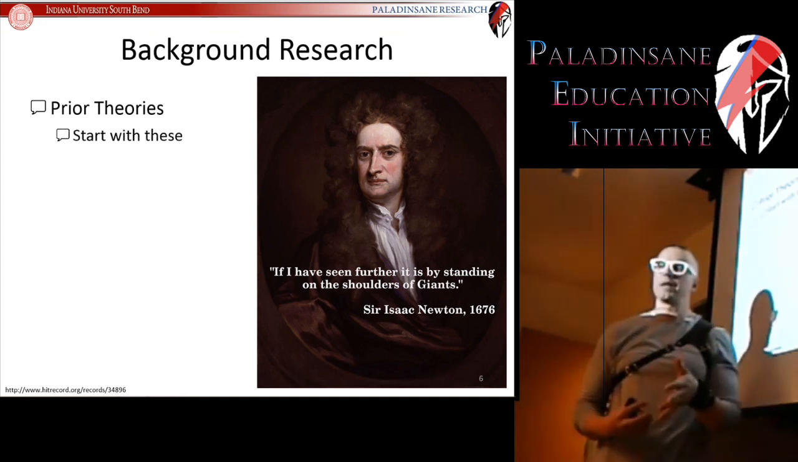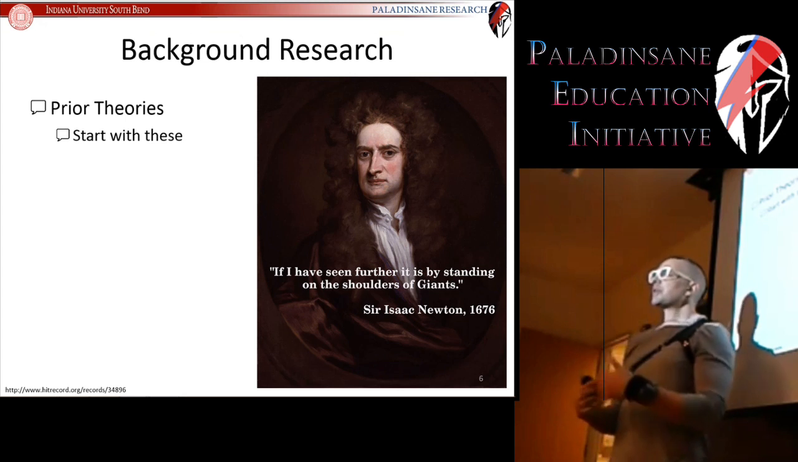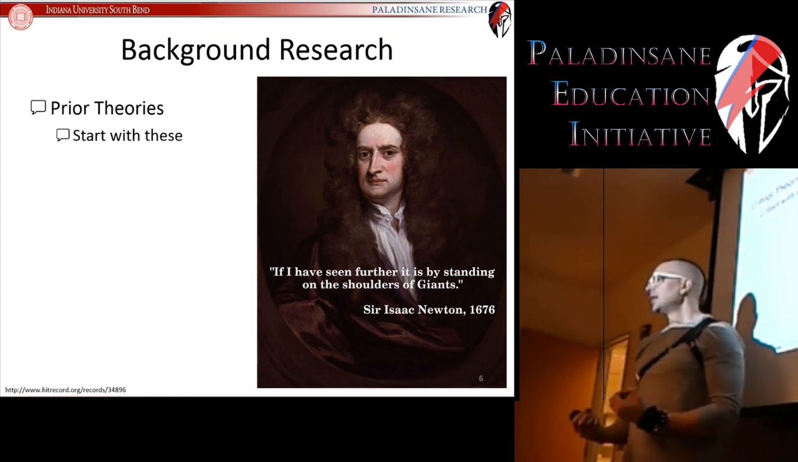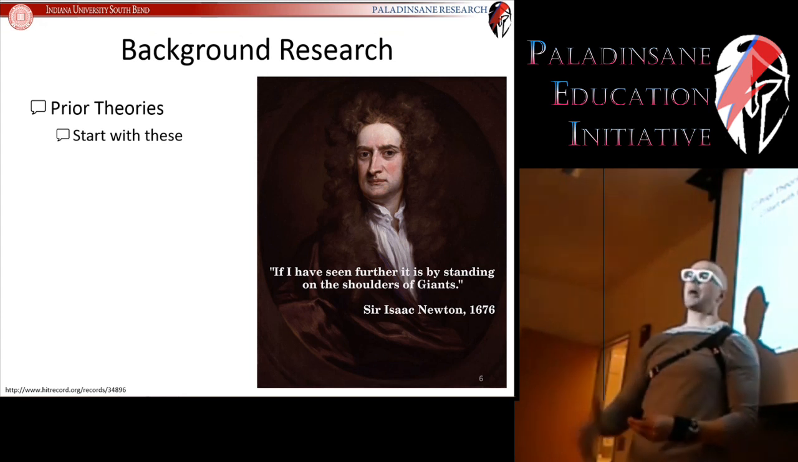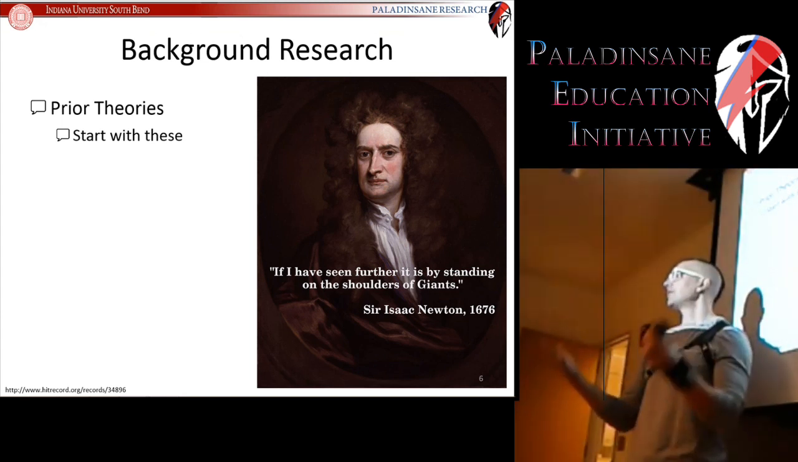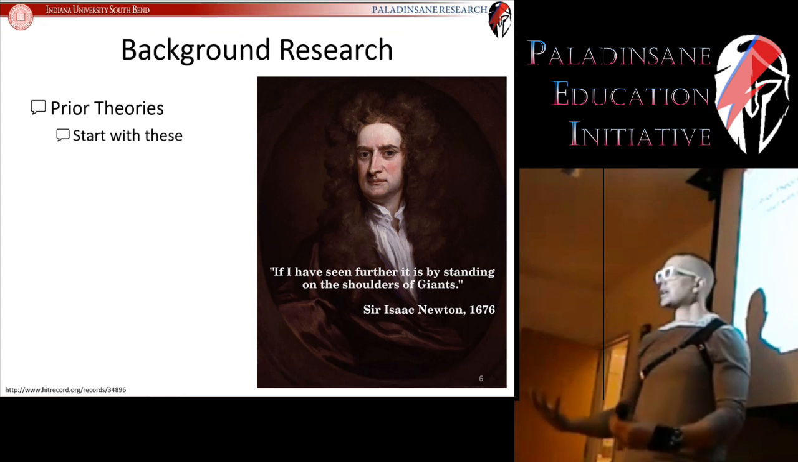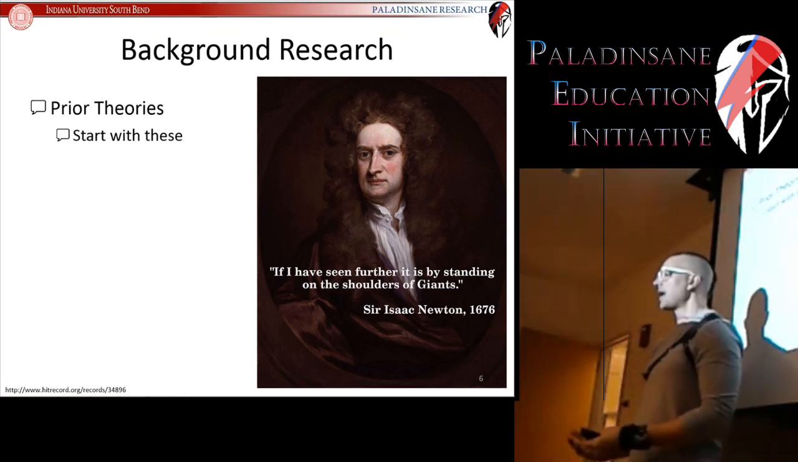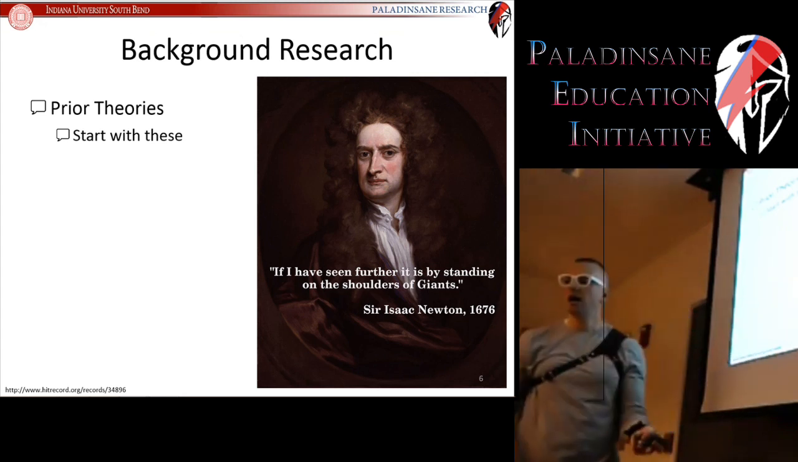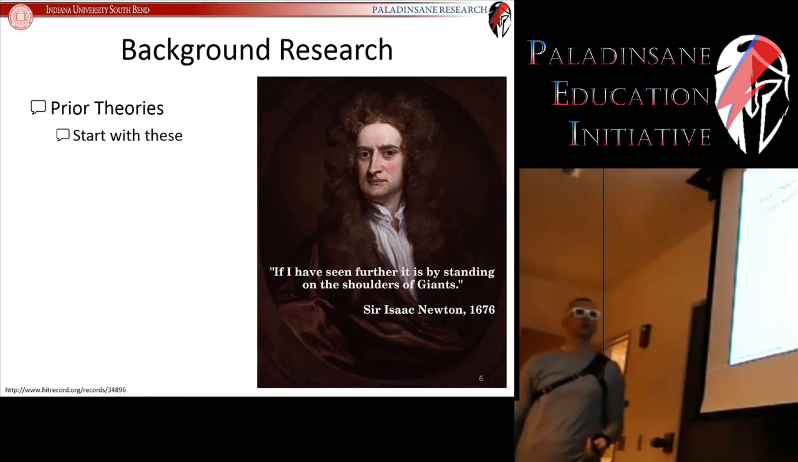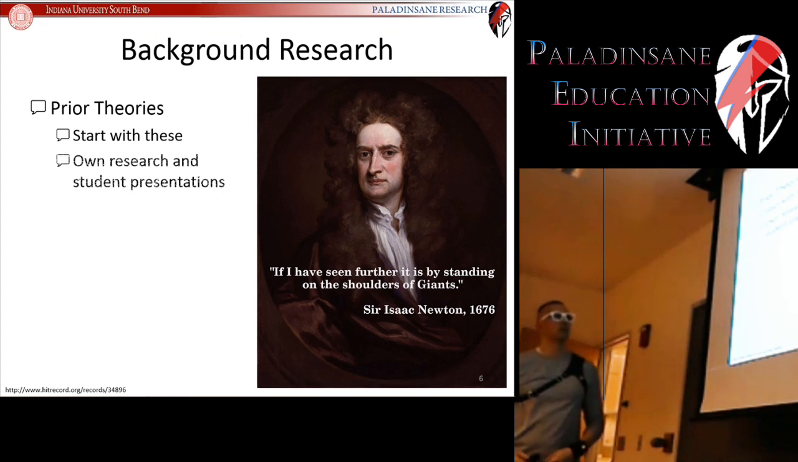We're going to start with prior theories about the phenomenon that we're interested in. We're all interested in some sort of psychological phenomenon. This phenomenon has been researched before. Studies have been done on it before. Theories about it have come out. That's what your background research is right now. Finding those theories, understanding those theories, becoming aware of those theories. That's what we're going to start with.